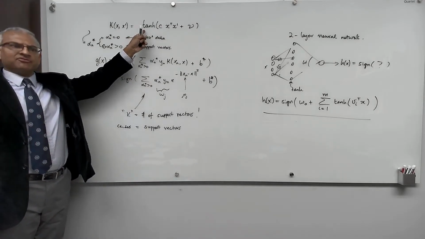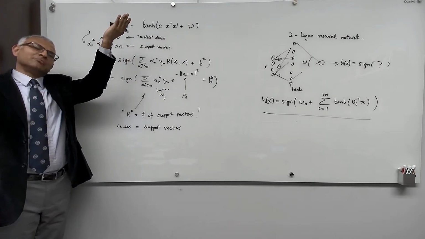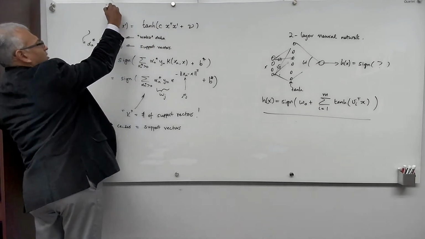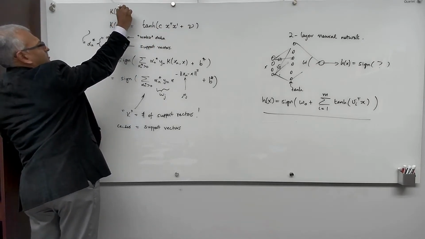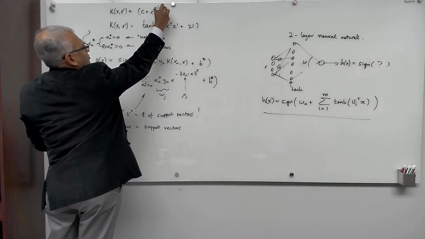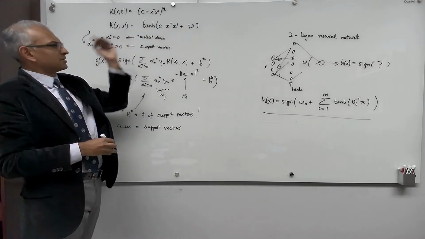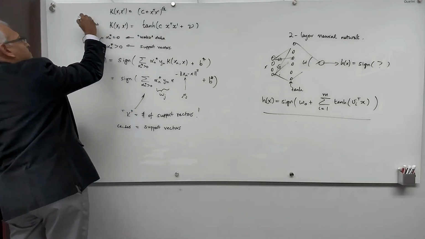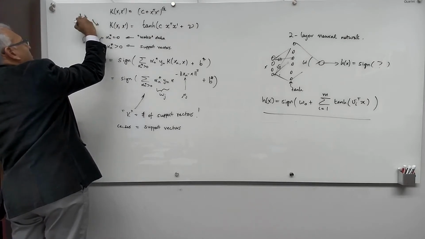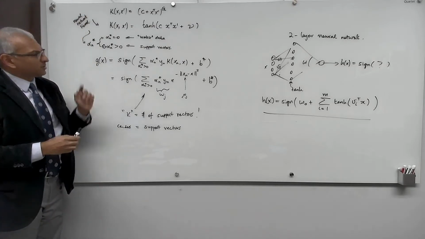Now in the RBF, I took the distance between x and x prime, and I did e to the minus of the distance squared. This is similar to the polynomial kernel. The polynomial kernel was k of x and x prime equals some constant plus x transpose x prime to the power q. So that's the polynomial kernel. And this is the neural network kernel.